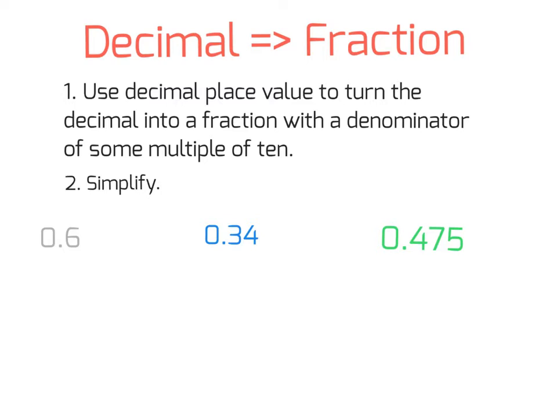So we're going to use decimal place value to turn the decimal into a fraction with a denominator of some multiple of 10. And when I say multiple, I don't just mean 10, 20, 30, 40. I mean multiple as in you did 10 times 10 times 10, a certain number of 10. So you either use a 10 or you do 10 times 10 is 100. Or 10 times 10 times 10 is 1,000. So those are the type of things that we're looking for. A 1 and a certain number of zeros. That's what we want. And then after that we simplify. So let's look at some examples.